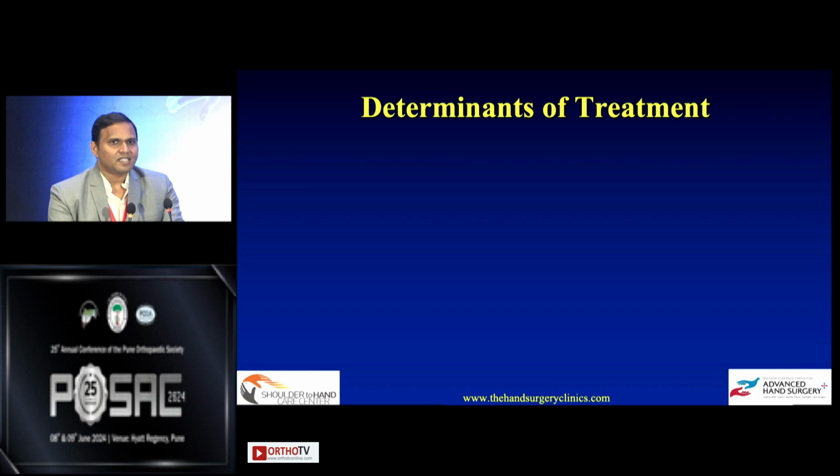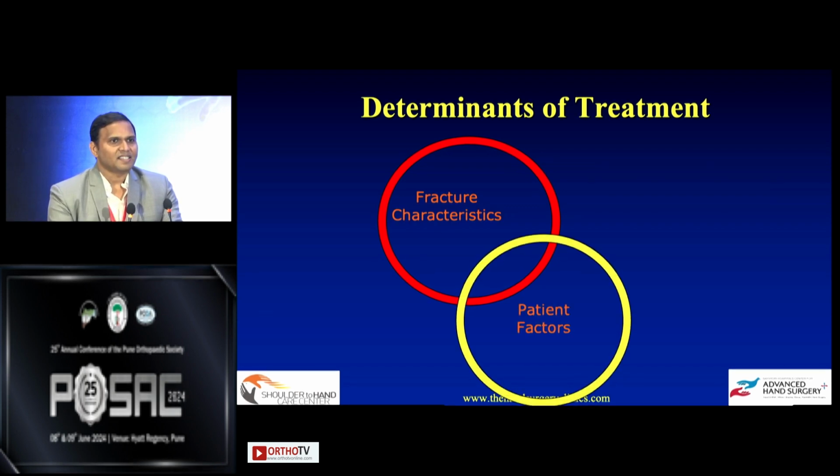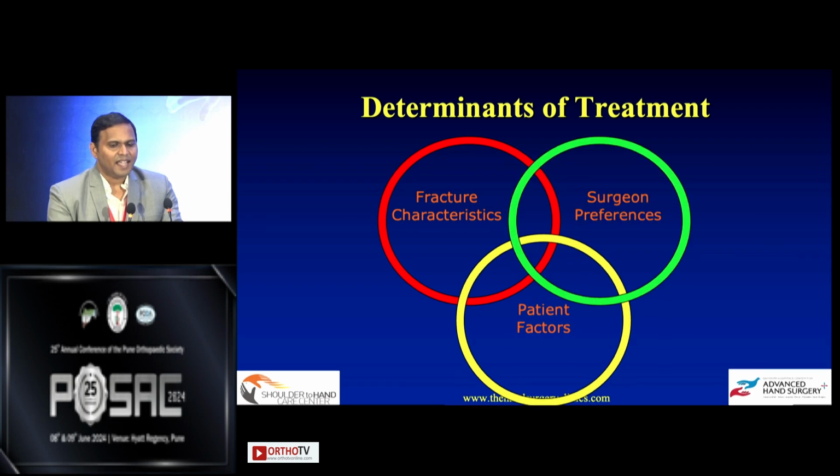There are different factors which determine the treatment options. First is fracture characteristics: whether the fracture is open or compound, whether it's simple or comminuted, whether it is intra-articular or extra-articular. Second is patient factors. Does the patient have any comorbidities? Is he or she osteoporotic? Are there any cost constraints? And lastly, surgeon preference, as per his understanding of the fracture and the locally available implants.